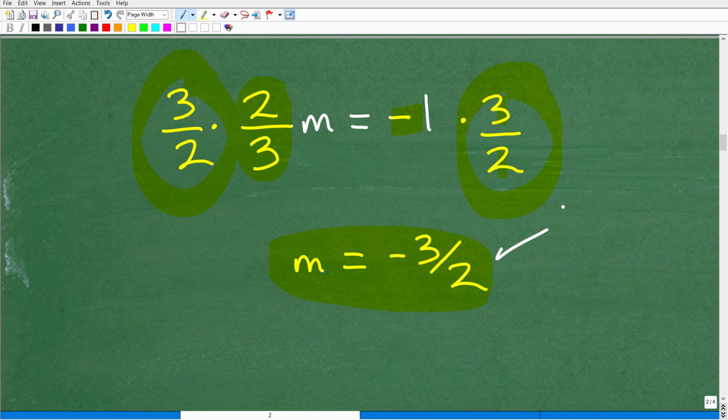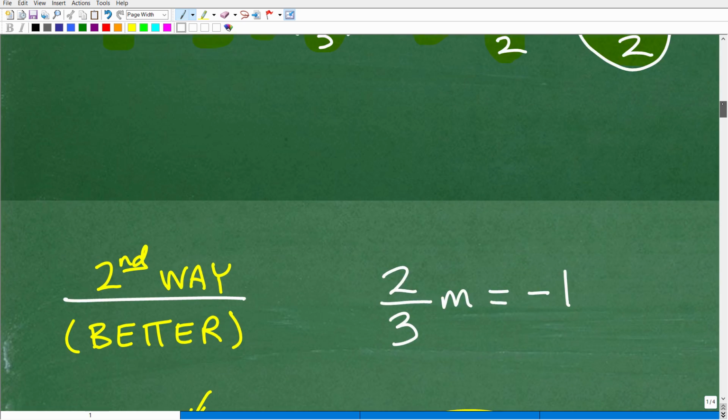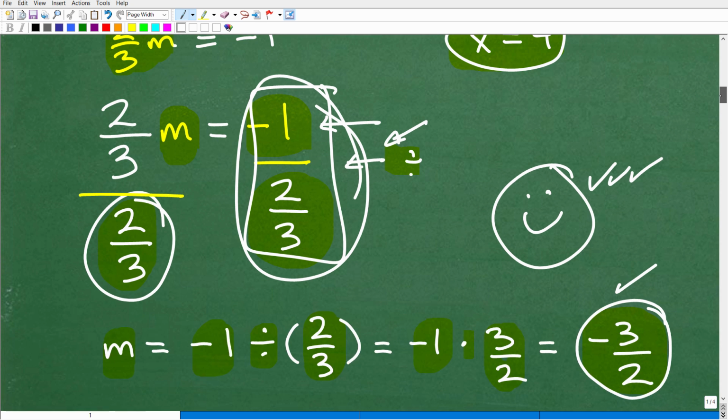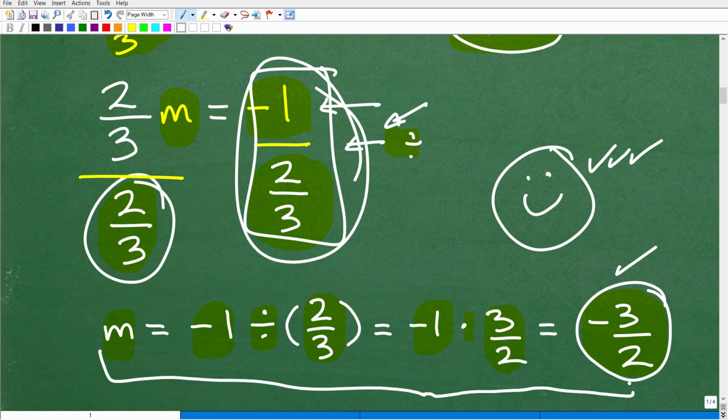Now look at the amount of work here. It's actually very, very straightforward, and I'm just telling you right now, this is the better way of doing these problems. It's much less work than doing this: 2/3 m, dividing both sides of the equation by 2/3, and then we have to do all this complex fraction math and whatnot.